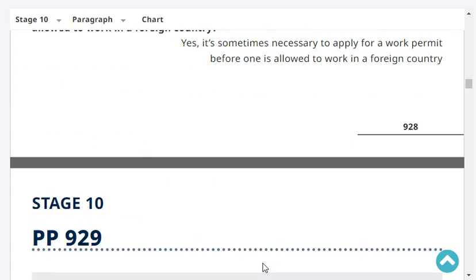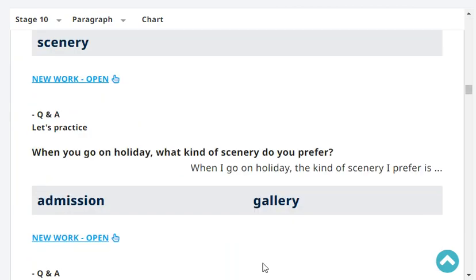Okay, here we go. First question. When you go on holiday, what kind of scenery do you prefer? When I go on holiday, the kind of scenery I prefer is mountain scenery.